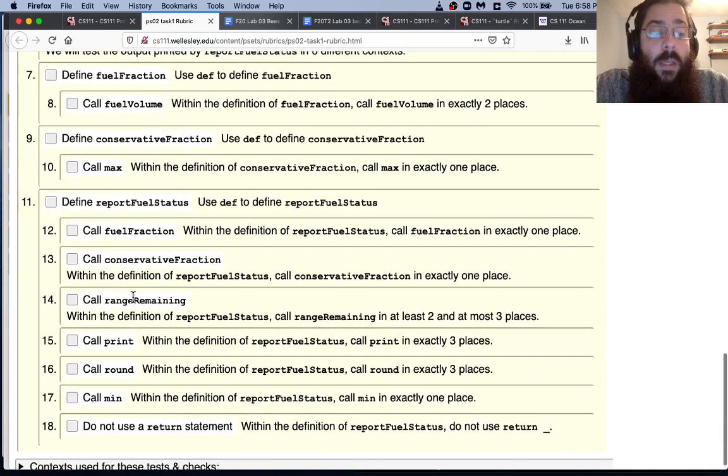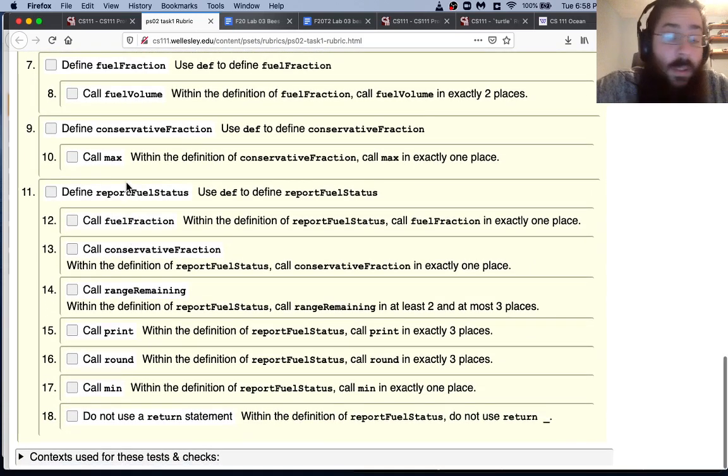Another extra goal is, this is actually the final extra goal, and the final goal overall, for report fuel status, but it's a little bit complicated. So it has several different sub-goals you have to satisfy, and they're similar but with limits. So you have to call fuel fraction in exactly 1 place. You have to call conservative fraction in exactly 1 place. You have to call range remaining in either 2 or 3 places. You have some flexibility there.